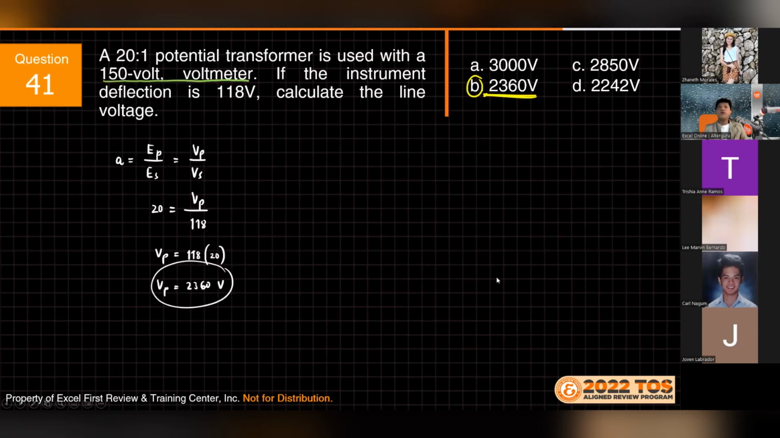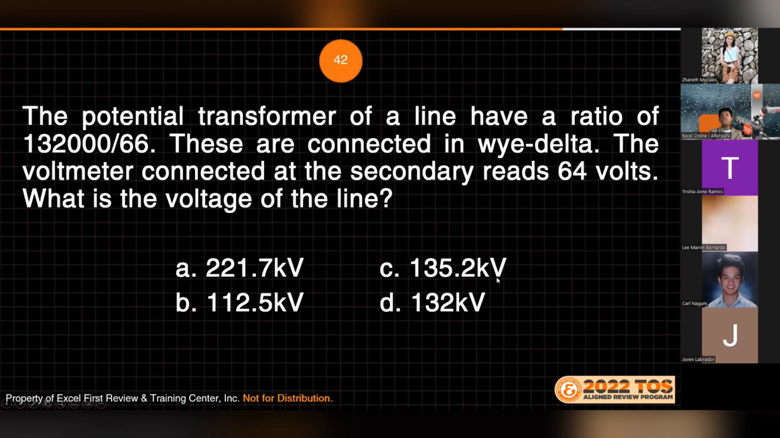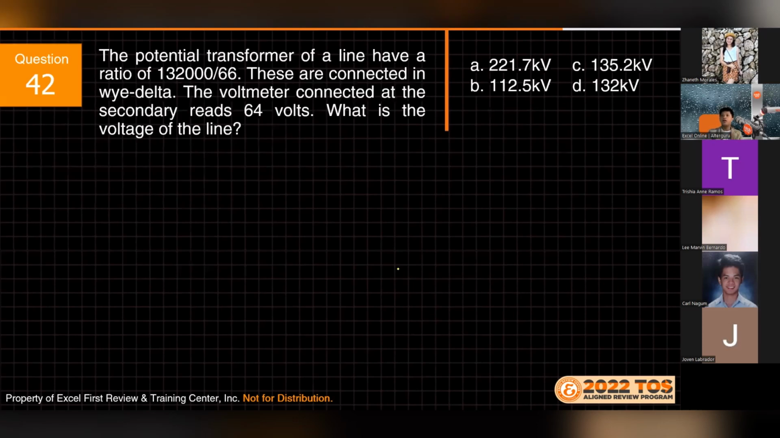Okay. 42. The potential transformer of outline have a ratio of 132,000 down to 66. Leads are connected in Y delta. The voltmeter connected at the secondary reads 64 volts. What is the voltage of the line? Okay. So, this is Y delta Y.